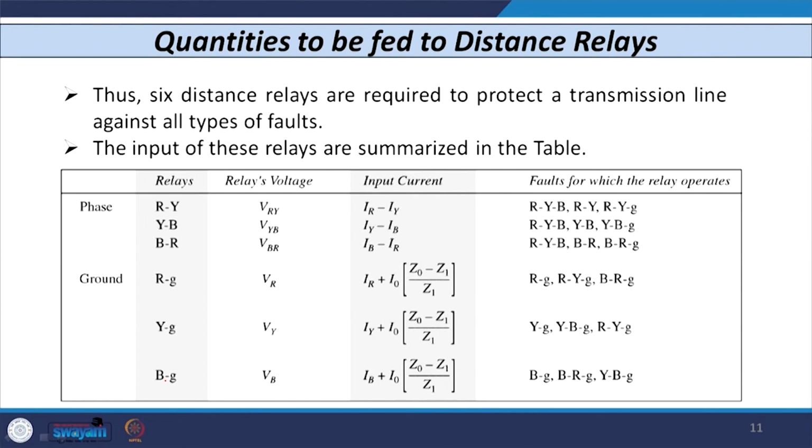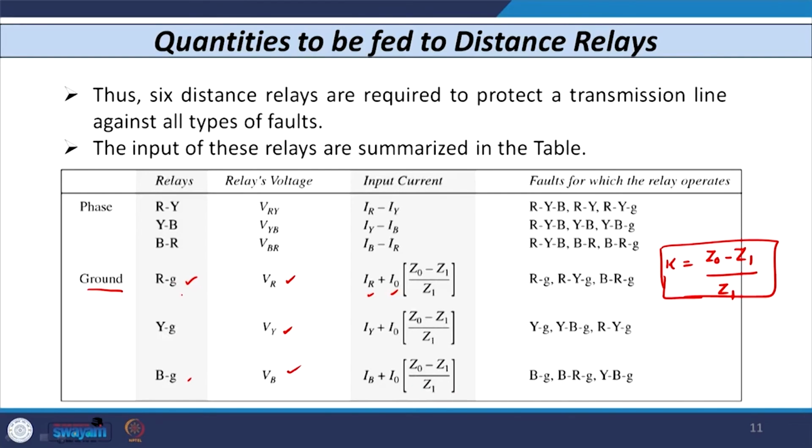So, if I consider the ground distance relay, then for R phase we have to give the R phase voltage and we have to give the current as IR plus I0 into Z0 minus Z1 upon Z1. This Z0 minus Z1 upon Z1 is known as the zero sequence compensation factor and it is given by the term K. So, K is nothing but Z0 minus Z1 upon Z1. So, you can also replace this value with K. So, we have to give IR plus K I0 as the input to the R phase. For Y phase we have to give Y phase voltage and IY plus K I0, and for B phase, B phase voltage and IB plus K I0.